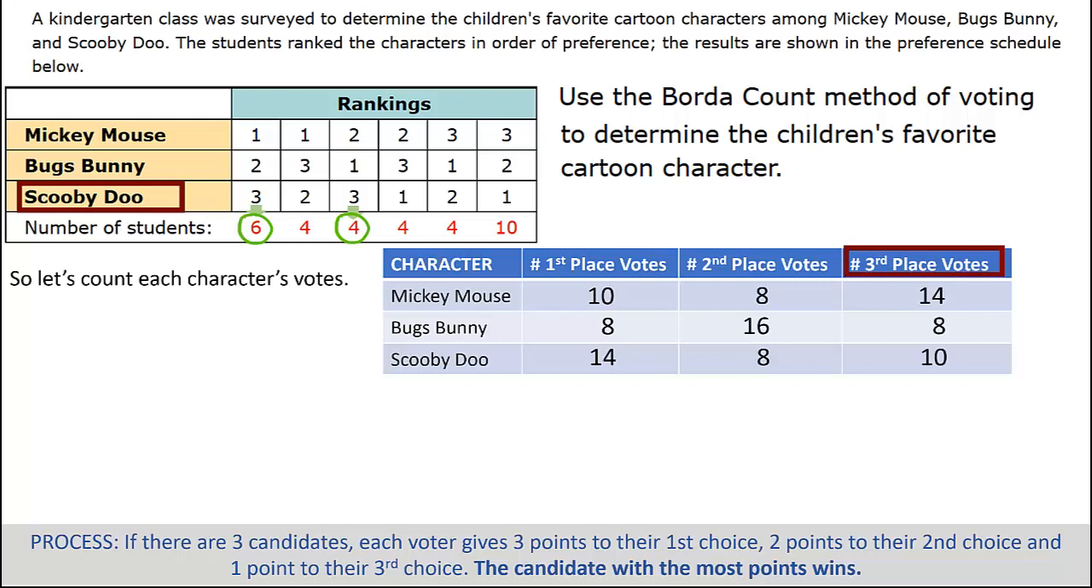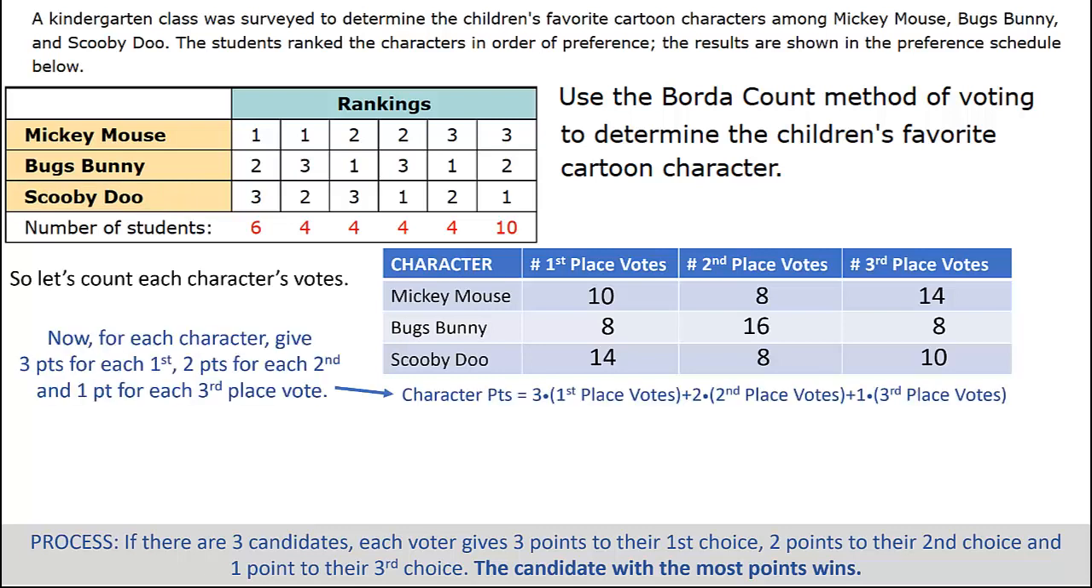Now that we know how many first, second, and third place votes each has, we just have to multiply all the first place votes of each character by 3, each second place by 2, and each third place by 1. So the structure of your products will be, you can see, the character points is 3 times the first place votes plus 2 times the second place votes plus 1 times the third place votes. Let's just go one at a time. Let's start out with Mickey Mouse. 3 times the first place votes plus 2 times the second place votes plus 1 times the third place votes, and just push them down.